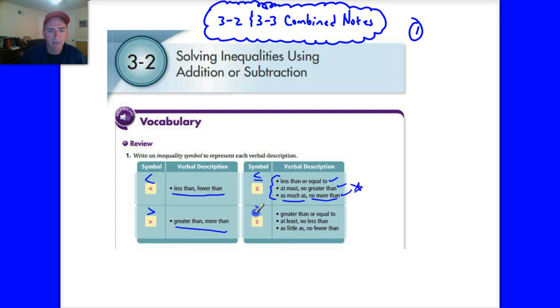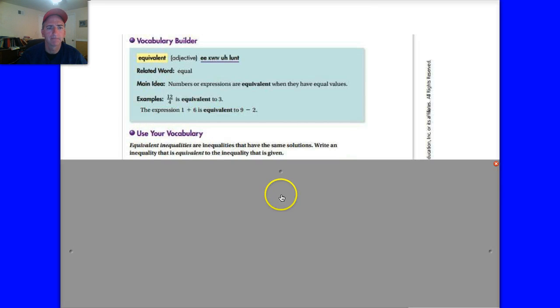If you have the symbol going this way, greater than or equal to, at least, if I have at least $10, that means I might have more. I could have 11, I could have 12, or the same thing with no less than or as little as. So get familiar with those quickly, and hopefully we can roll on. With that information, you can recognize it when it comes up to you.